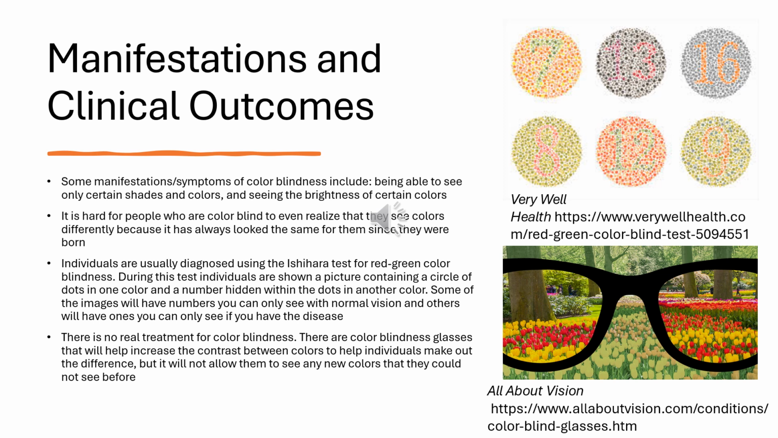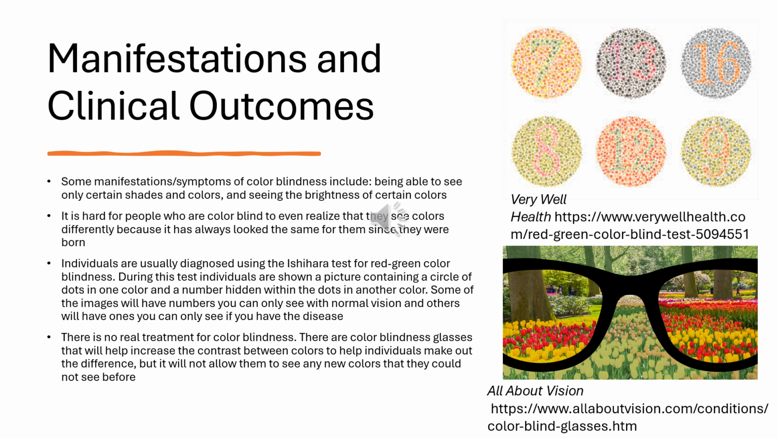The Ishihara test is the most common test used to diagnose individuals with red-green color blindness. When giving this test, providers will show individuals a picture of a circle of dots in different colors with a number hidden within the circle. Some of the pictures will have numbers that you can only see if you have normal vision, and others will have numbers that you can only see if you have the disease.